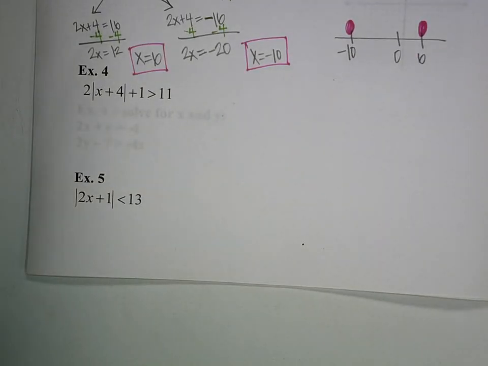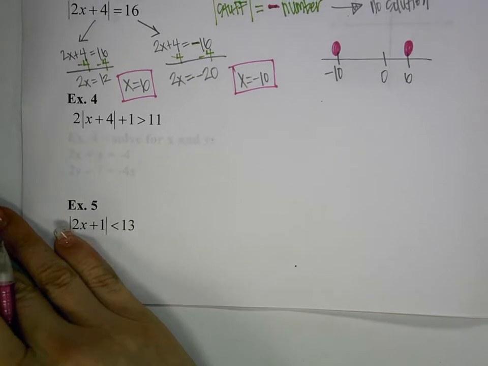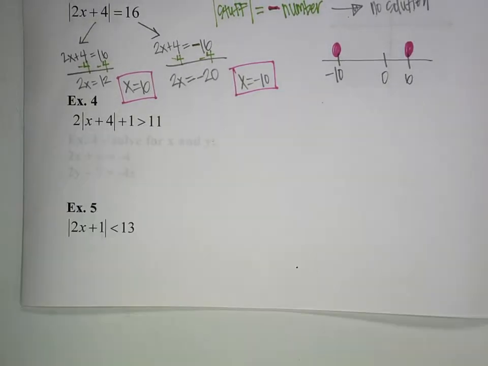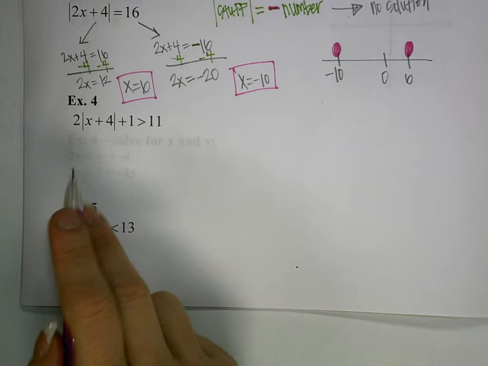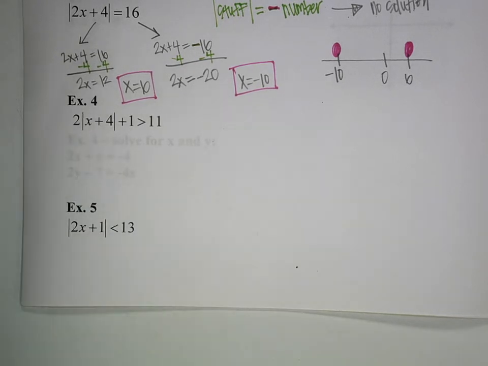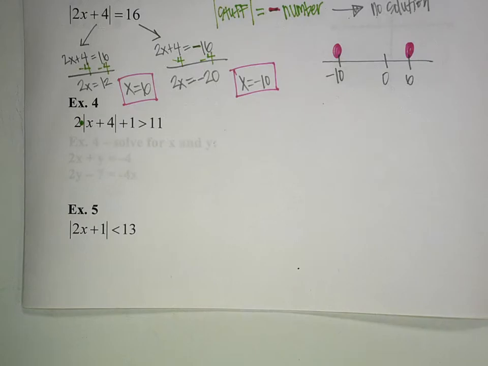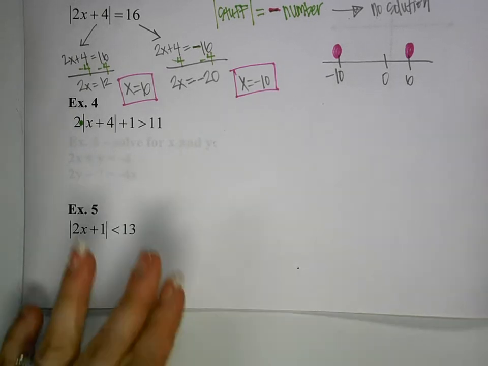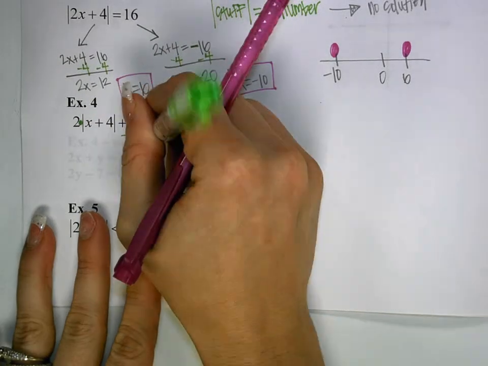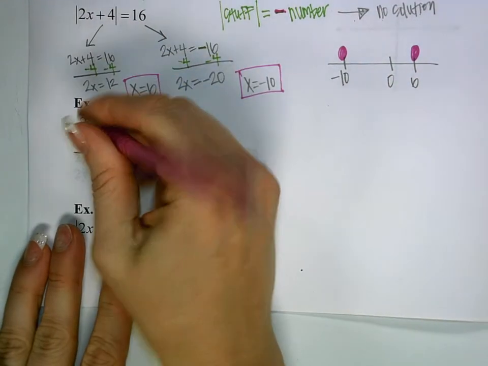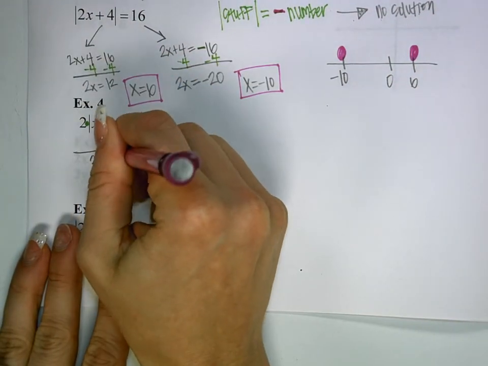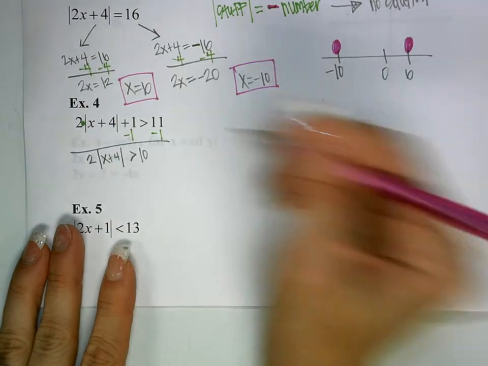But thanks for asking. Okay, number 4. 2 absolute value x plus 4, plus 1, is greater than 11. Does anyone remember how that 2 is attached to the absolute value bars? By add, subtract, multiply, or divide? By multiplication. Technically there's not a multiply dot there because we don't need one, but it is attached by multiplication. So what would be the first step? Subtract the 1. So 2 absolute value x plus 4 is greater than 10.